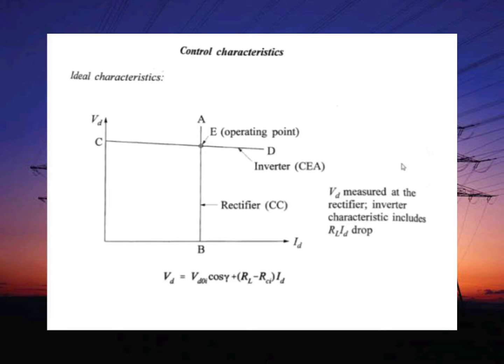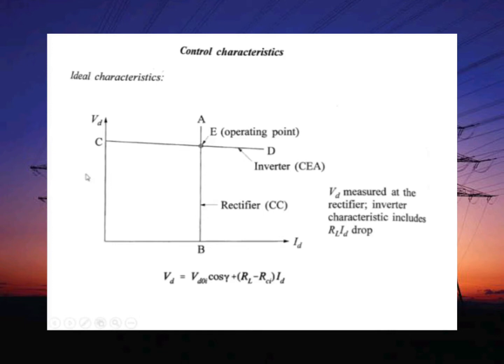So the first characteristic of the HVDC transmission system is an ideal characteristic. It is a plot between the DC voltage and the DC current. Under normal operating conditions, the rectifier works at constant current, and the inverter operates with a constant extinction angle for maintaining the adequate commutation margin. The basis for this control philosophy is explained using this VI characteristic.